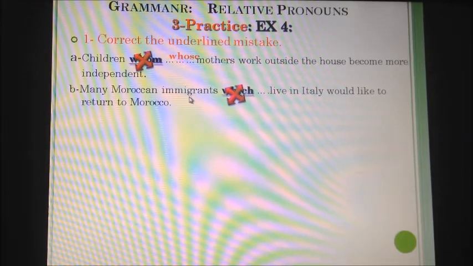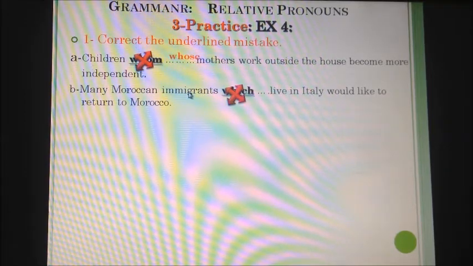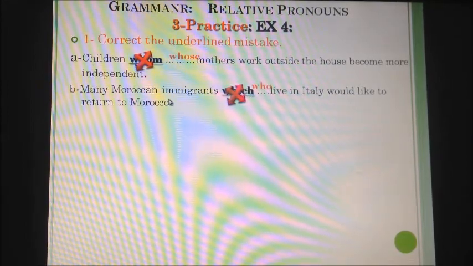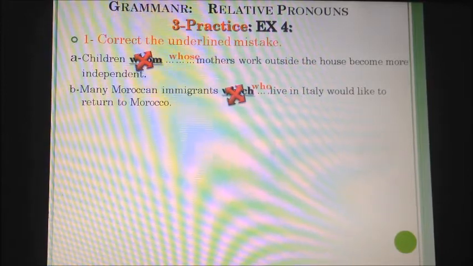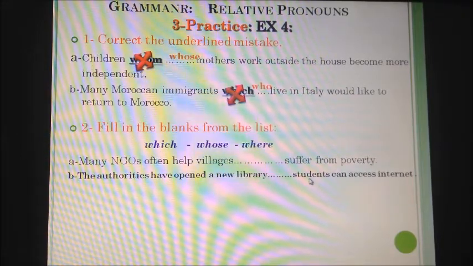Many Moroccan immigrants which live in Italy would like to return to Morocco. Okay, we're talking about people here, Moroccan immigrants, so we cannot use which. The correct answer is who. It's the Moroccan immigrants who live in Italy. Here it's a subject. So this is the first kind of exercise. The second kind of exercise is you have the relative pronouns in a list and you choose the correct one.